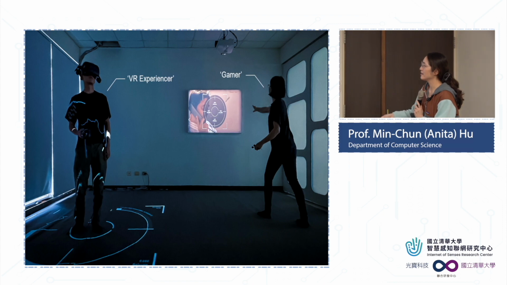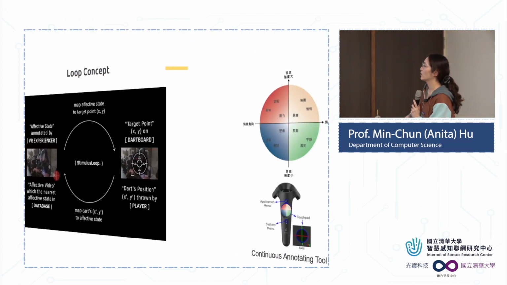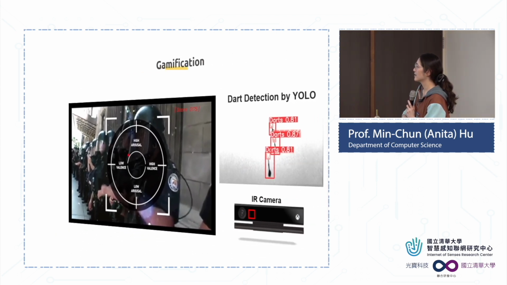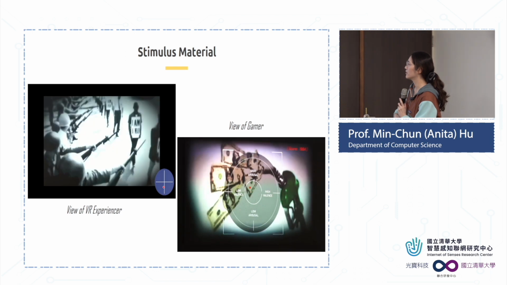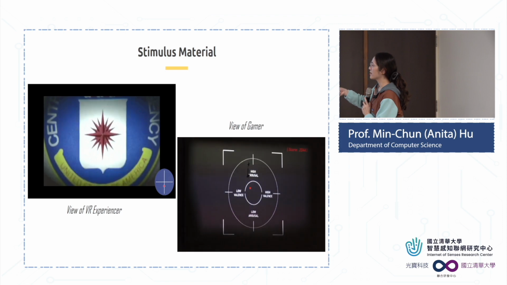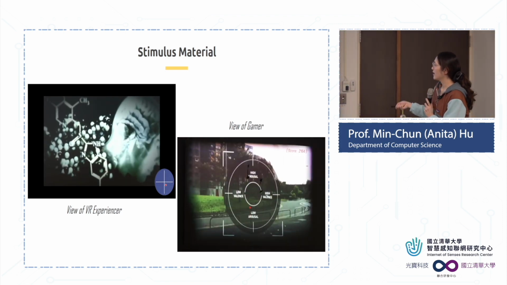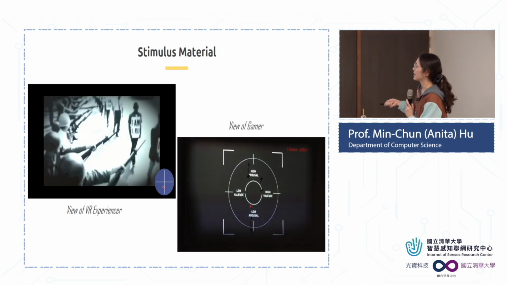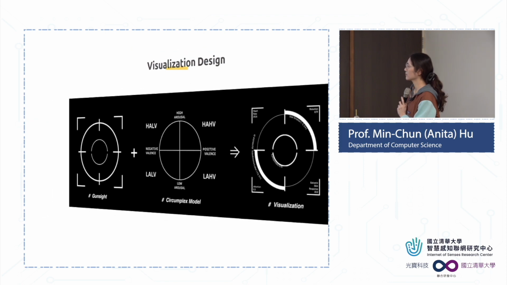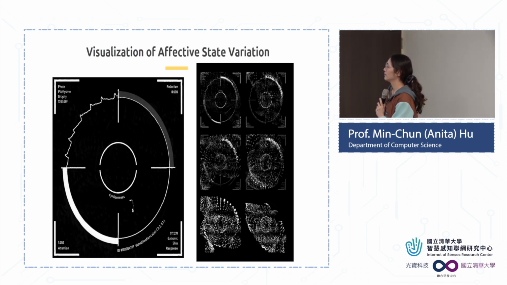Okay, and in the VR space, all the affective states will be visualized like this. Let's directly watch the demo video. This is what the VR experiencer sees in the head-mounted display. And this is what the other player sees on the wall.